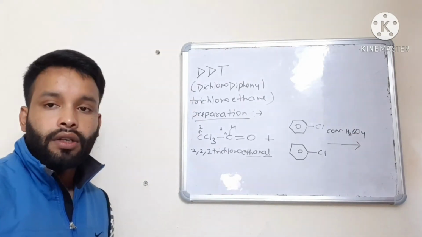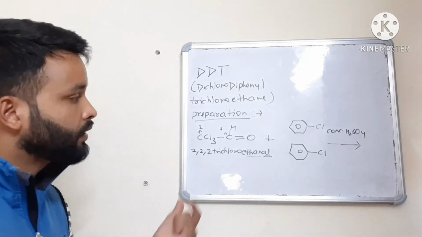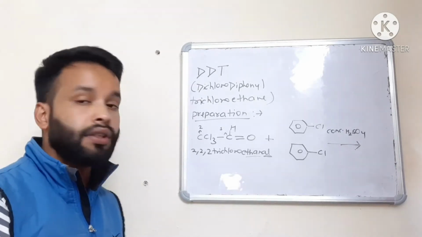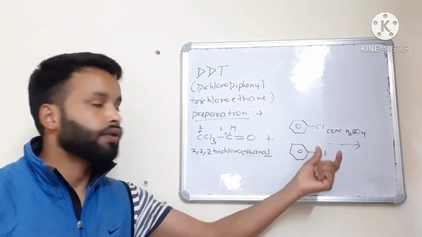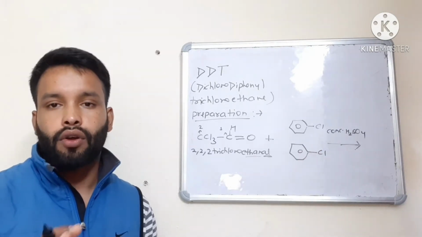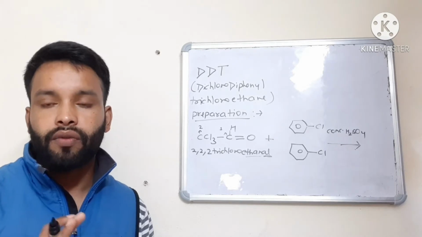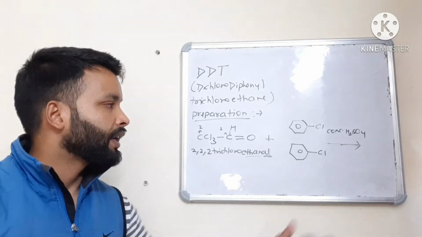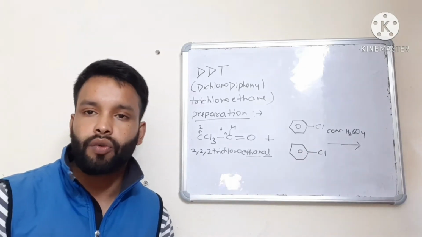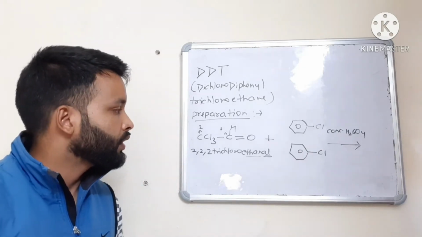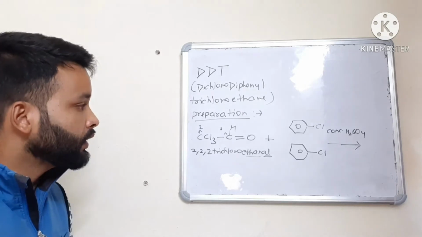I am writing conc. Please, when you note the reaction, mention the full name, concentrated H2SO4, which is used as a dehydrating agent. The role of this agent is to remove water molecules only. In 80% of reactions in chemistry, the role of this compound is to remove water. So here also it will remove water. How will it remove water?